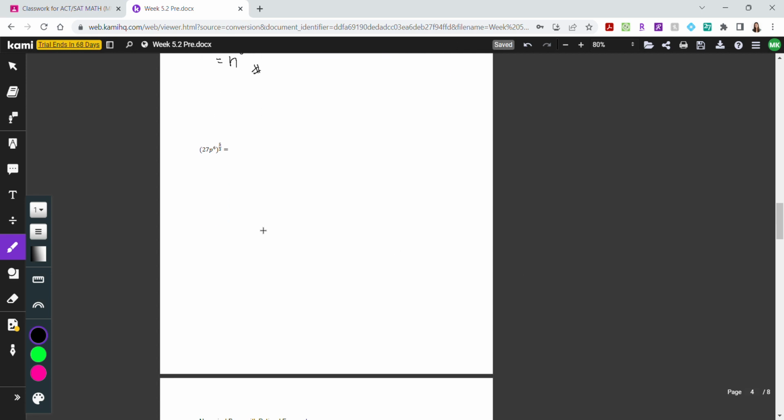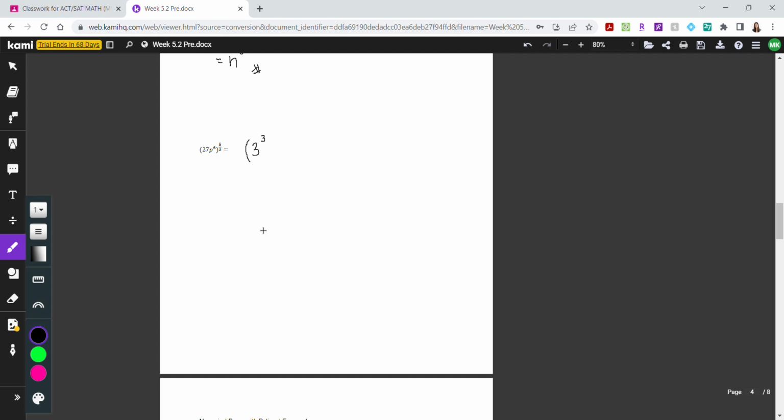Now let's look at this one. We have 27p to the power of 6. All of these are going to be powered by 5/3. I actually noticed, right? 27, and I have a 3 here. If you actually notice, right? 27 is the same as 3 to the power of 3.